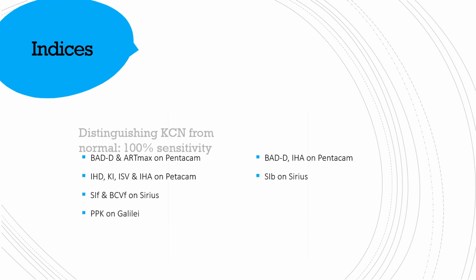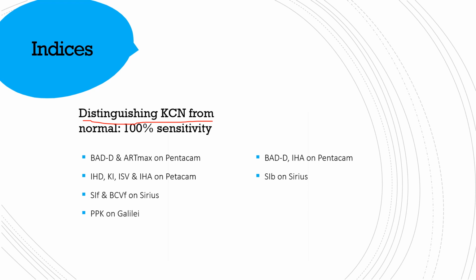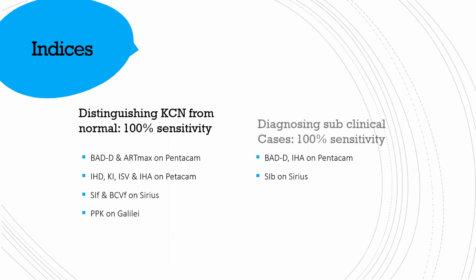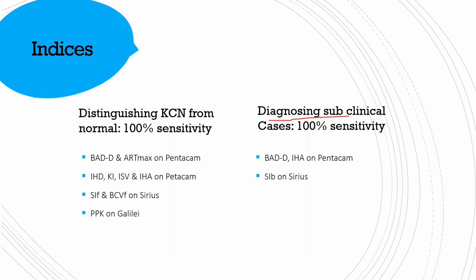Now the importance of the indices: distinguishing keratoconus from the normal, 100% sensitivity with BAD-D, and IHD and KI, which are the pentacam, SLF and BCV, which are the cirrus indices, and PPK, which are the Galilei indices. So these indices have got 100% sensitivity for distinguishing keratoconus from the normal, so they are very reliable and very important to understand. Then there are some subclinical cases which may or may not be abnormal.